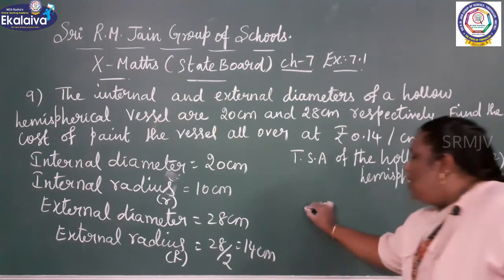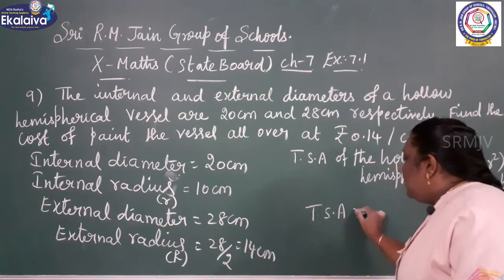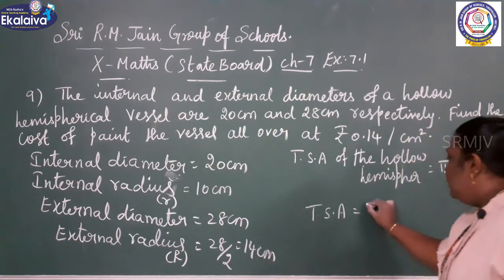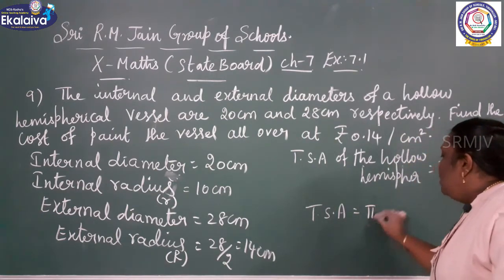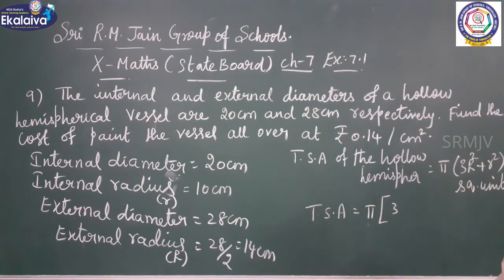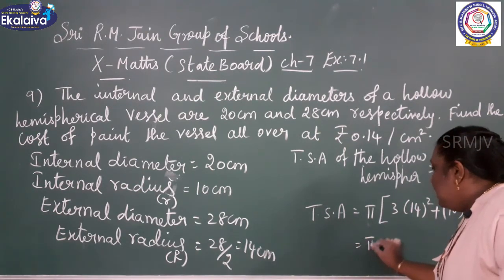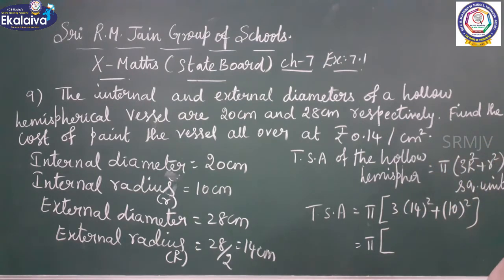Therefore, total surface area equal to pi into 3 into capital R, capital R equal to 14 square, 14 square plus small r, small r equal to 10 square. So it gives pi into 196, 14 square into 3, 588 plus 100.